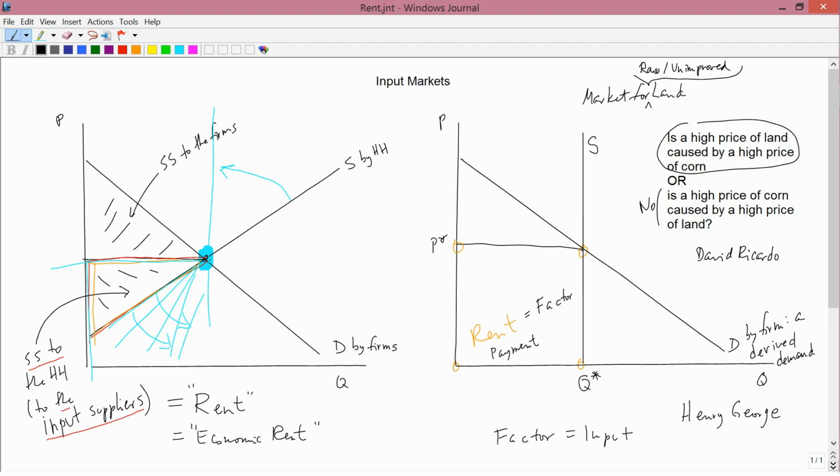So that was the first instance, or one of the first instances that I'm aware of, of an economist being able to figure out causality.